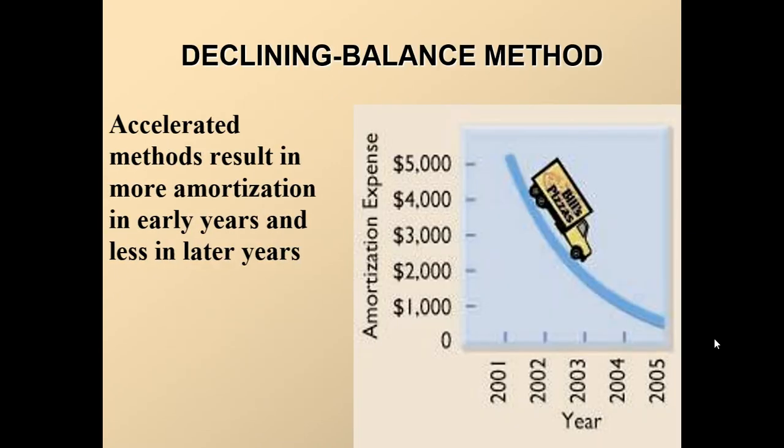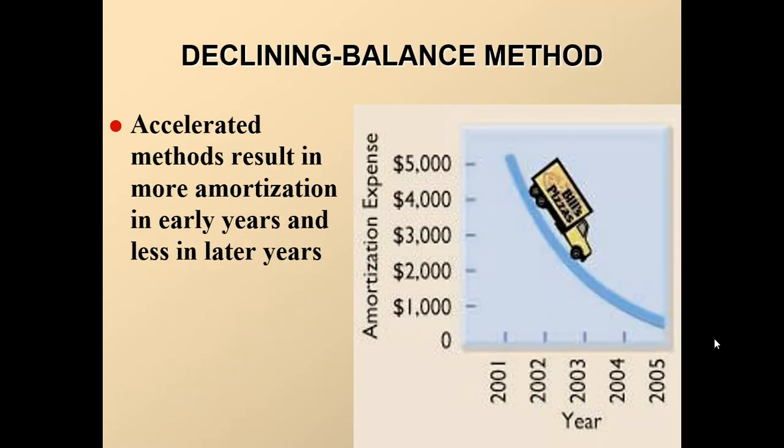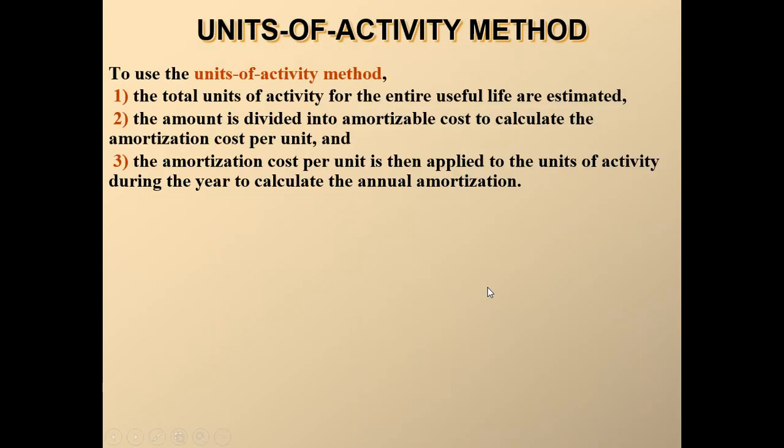All right, so with the declining balance method, as I explained, if you look at the curve here, it goes down a lot more in the early years, and it tends to flatten off as years go on. It gets less and less in terms of amortizable expense as years go by.